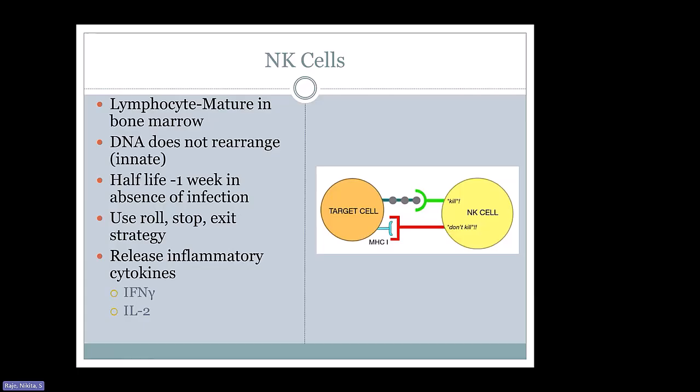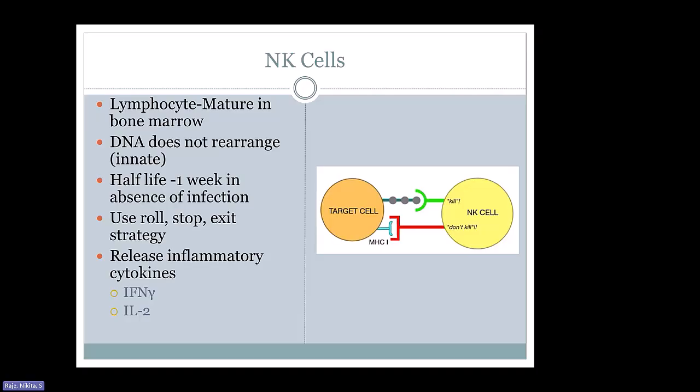So they are also in circulation or tissues. In the circulation, they'll use the same roll, stop, exit strategy that we talked about for neutrophils. So they are going to use those selectins and selectin ligands, integrins and integrin ligands, so that they initially roll and then come to a complete stop and exit and then move towards the site of infection.